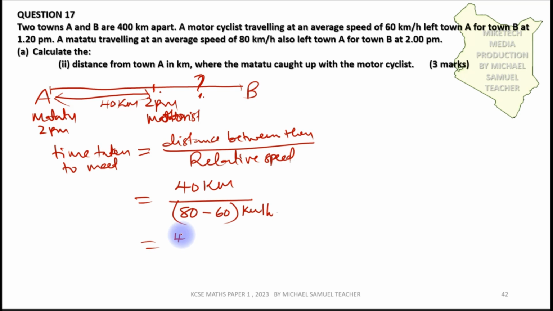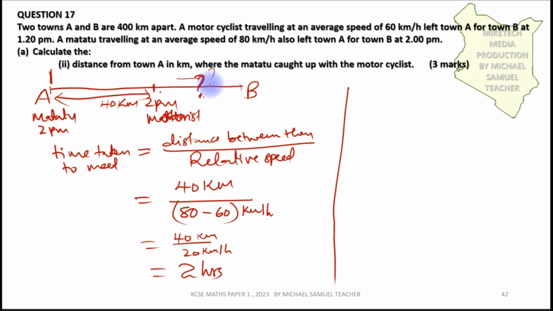So we end up getting 40 kilometers divided by 20 kilometers per hour. So this will be 2 hours. So from 2 p.m. they will meet after 2 hours. And therefore the distance from town A in kilometers: we are considering the matatu that left from town A up to the point where they met.